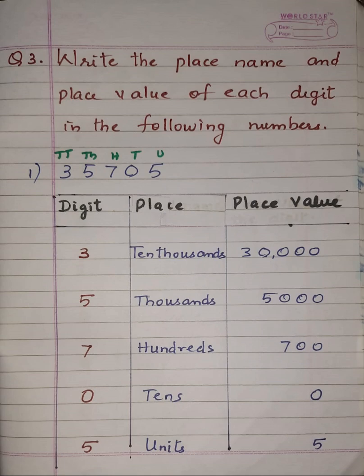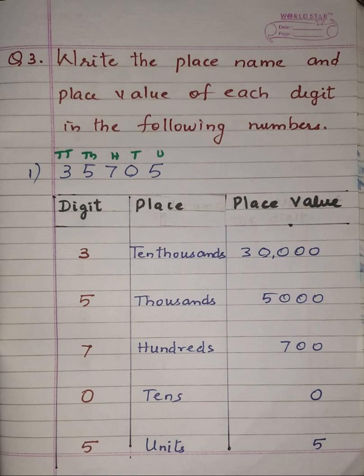35,705. Okay, 35,705. So what you have to do is, children, with the help of pencil or pen, you have to write on the top of each digit their corresponding place value, right? Then you have to make 3 horizontal columns.